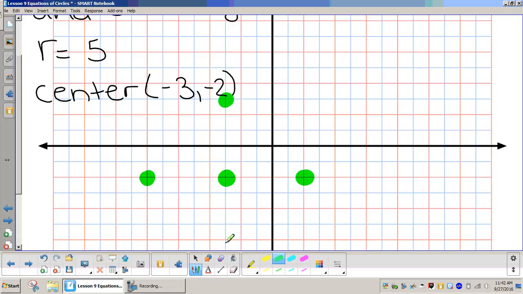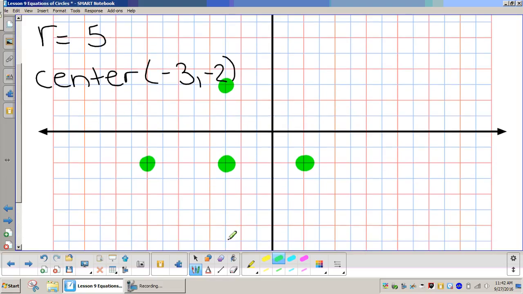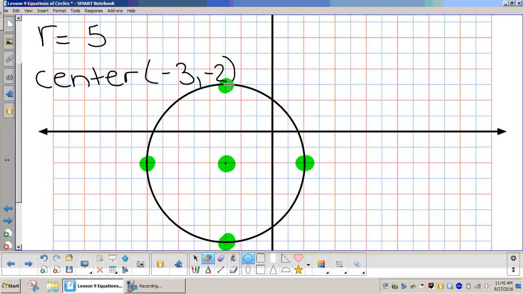So I'm finding 4 points that are 5 units away from my center. And then you can sort of sketch the circle. I'll make it look nice because I have the ability to use this tool. There's my circle that has a center of -3, -2, and has a radius of 5. So again, the radius is the distance from the center to any point on the circle.